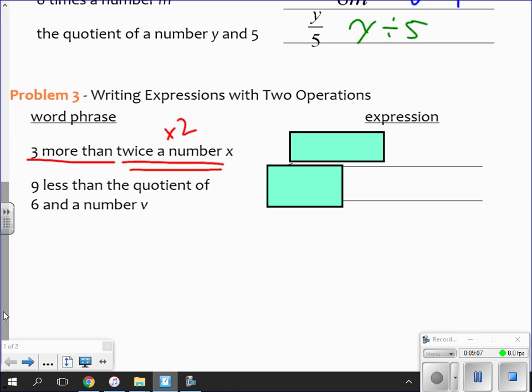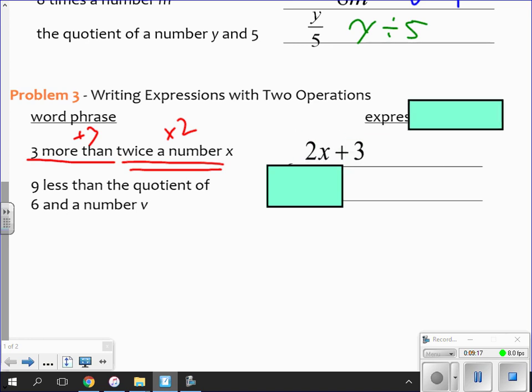So I'm going to have 2 times x, and then I'm going to have plus 3. So 2 times x, 2x, plus 3. This is what we want to do. This is, like I said, standard way of writing an algebraic expression. Standard operating procedure, SOP.